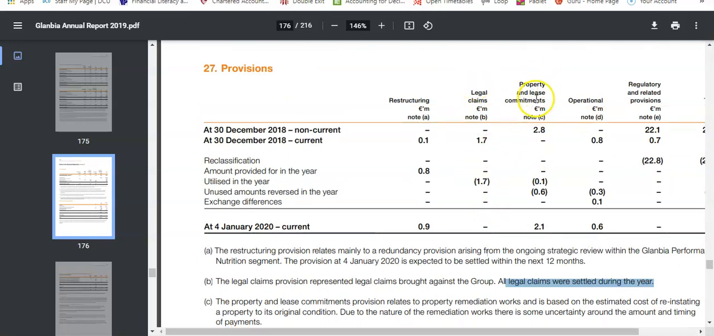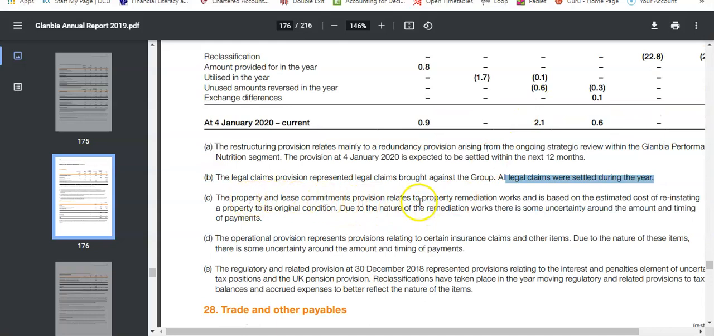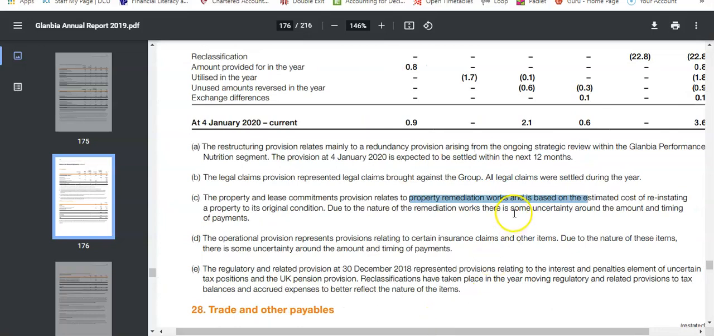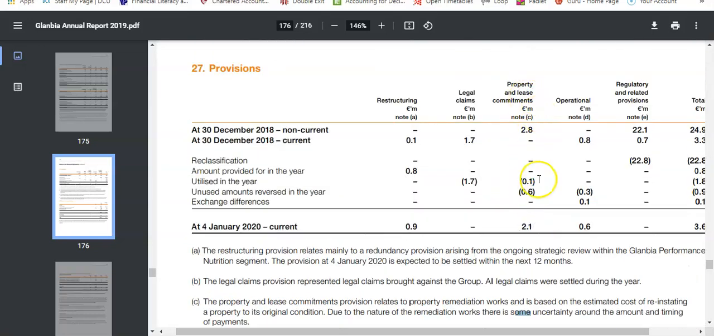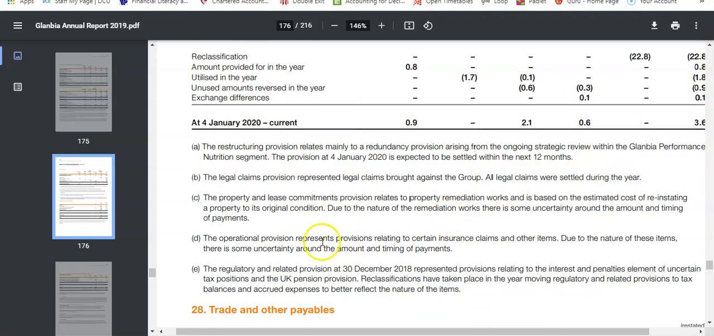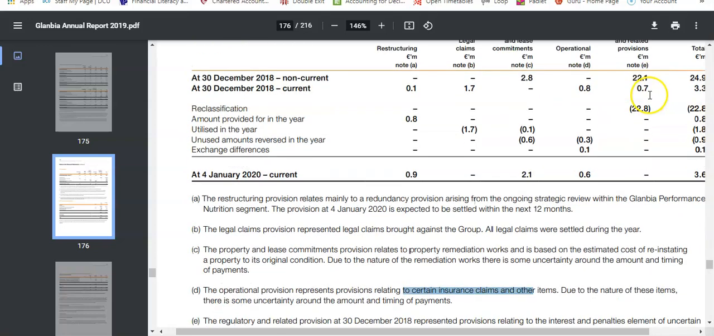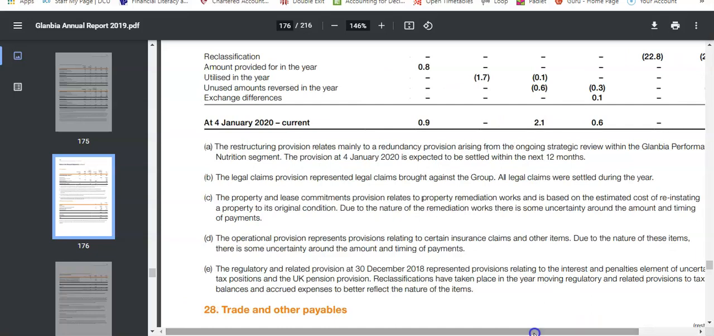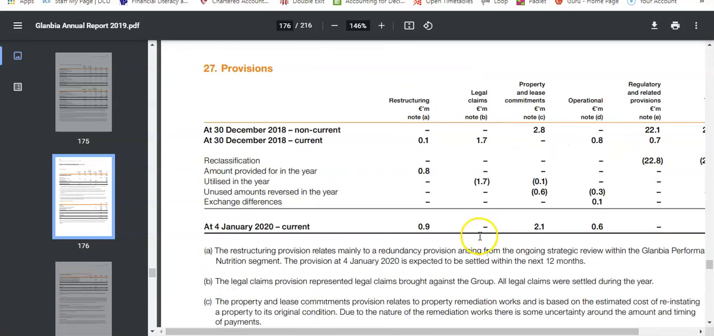Property and lease commitments, note C. This relates to remediation work on reinstating a property to its original condition. So there's uncertainty around the timing and nature. That's like a capital provision. See the way the unused amounts reverse in the year and they've utilised them during the year. Then you have operational provisions, see note D, for assurance claims, because there's uncertainty. And then you have regulatory provisions, a significant one, 22 million, and that relates to interest and penalties from certain UK tax and UK pension provisions. So it's interesting to have a look through the provisions in each company just to get a sense of what type of ones they have.